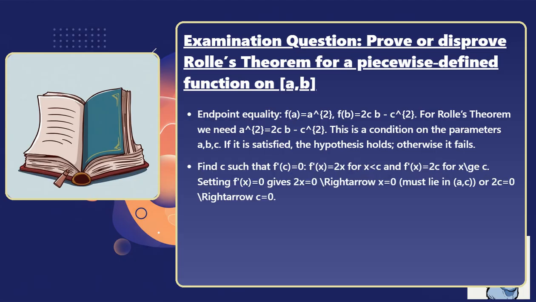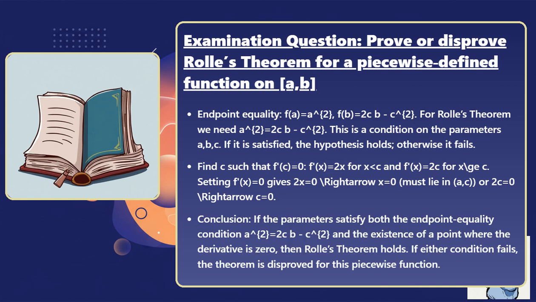The derivative is piecewise: 2x for x less than c and 2c for x greater than or equal to c. Setting the derivative equal to 0 gives two possibilities. Either 2x equals 0, which yields x equals 0 provided 0 lies between a and c, or 2c equals 0, which means c equals 0, making the right piece flat.